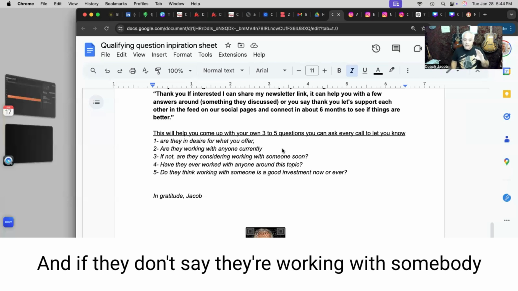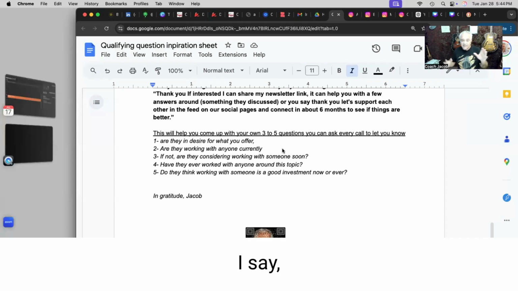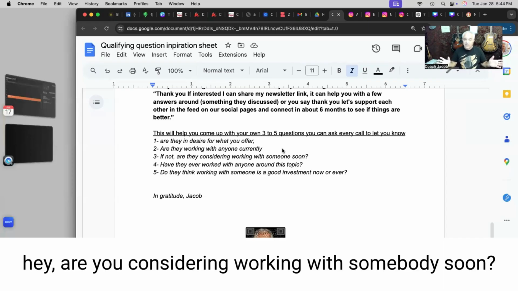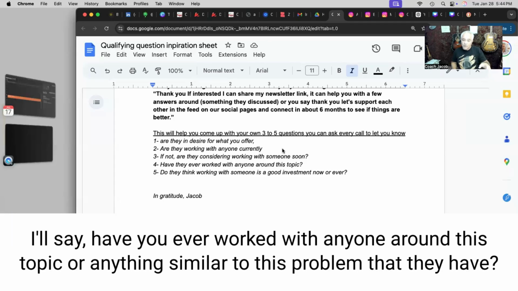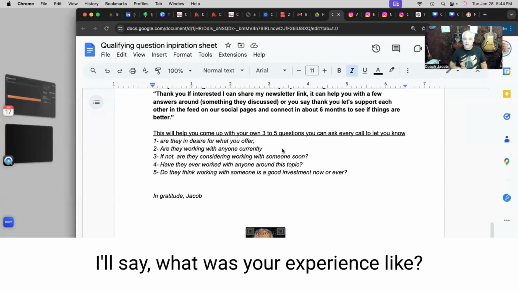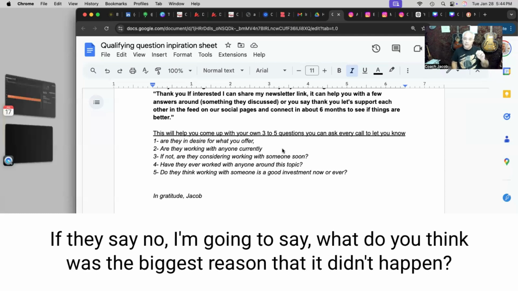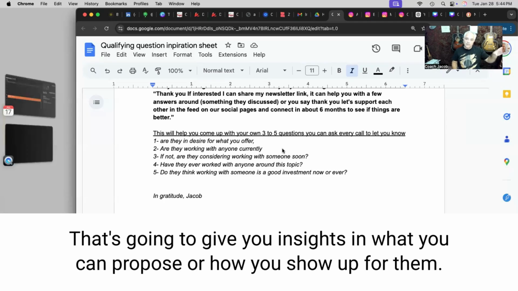And so if they don't say they're working with somebody and they say they're working with it internally, I'll say, hey, are you considering working with somebody soon? And if they say yes, I'll say, have you ever worked with anyone around this topic or anything similar to this problem that they have? I want to know, and then if they say yes, I'll say, what was your experience like? Did you get the result you were looking for? If they say no, I'm going to say, what do you think was the biggest reason that it didn't happen? That's going to give you insights into what you can propose or how you show up for them, if they're a good fit.